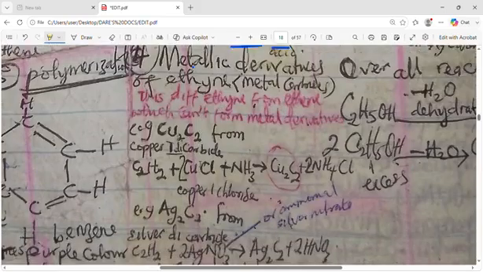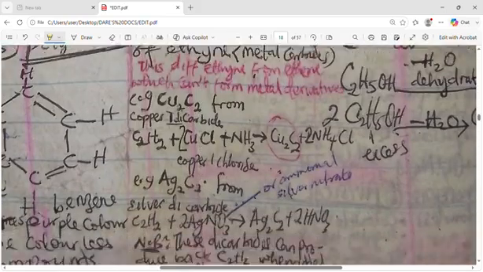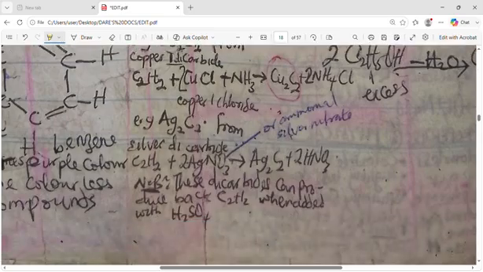So these are the things we'll be using for our metallic derivative. I'll start with the silver nitrate. Meaning that when you add silver nitrate to ethyne, it will give you a metallic carbide.